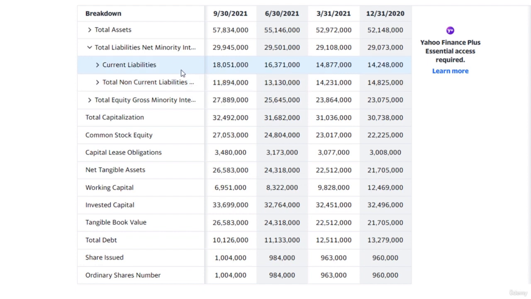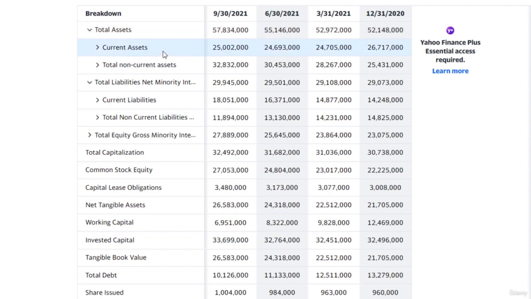This is a good number to look at too. Like, is most of our stuff due soon, or is most of it due later? And this is where you get ratios for investors, like a current ratio. A current ratio is looking at current assets divided by current liabilities. So in effect, 25 billion divided by 18 billion.